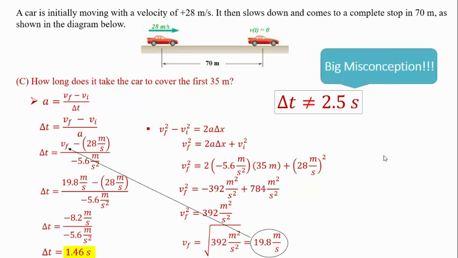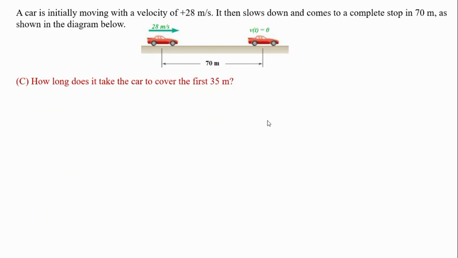So think about what I just said. Hopefully it makes sense. I'm expecting an answer in this scenario less than 2.5 because I'm moving fast. To cover the first 35 requires less time because I'm moving faster. All right, listen again if you need to. Let's go to part C again.